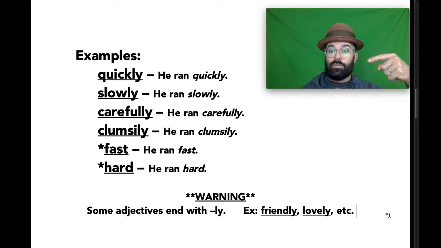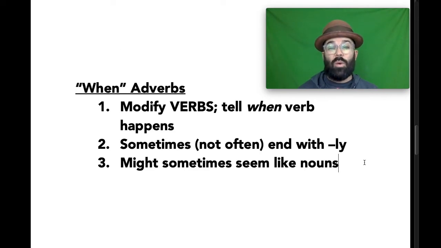Okay, did you get those notes? Because we're moving on. Next up are the when adverbs. These ones also modify verbs, but they tell when the verb took place. Sometimes these will still end with ly, but often not. And sometimes these adverbs might seem a little bit like nouns and could sometimes actually behave as nouns depending on how they're used. So they can be a little tricky, but usually they're pretty close to verbs and they're telling us when that verb took place.